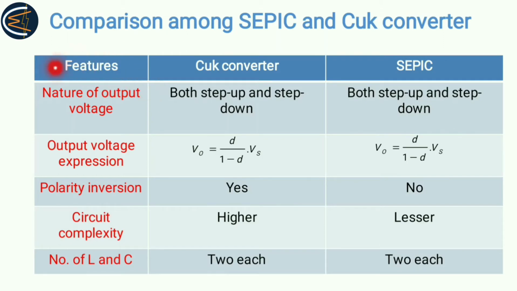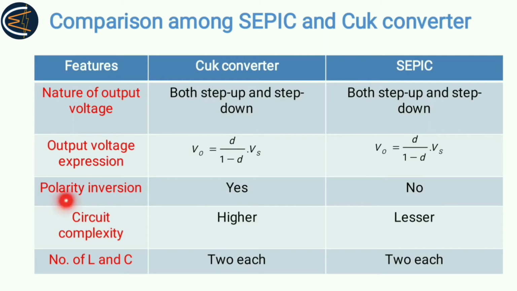First, if I talk about the nature of output voltage, both Cuk converter and SEPIC converter are step up and step down in nature. Both can perform step up and step down of output voltage. If I talk about the output voltage expression, that is also the same for both Cuk converter and SEPIC, that is Vo is equal to D by 1 minus D into Vs, right?